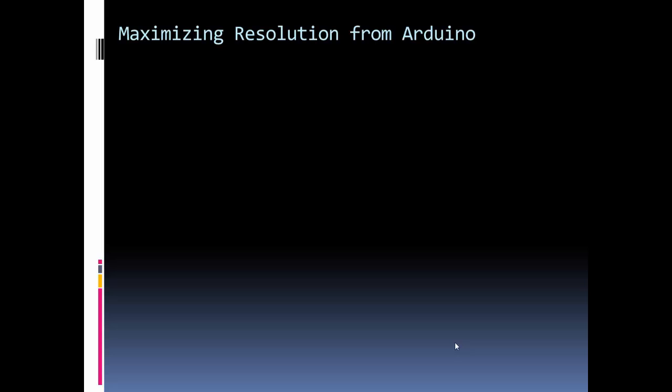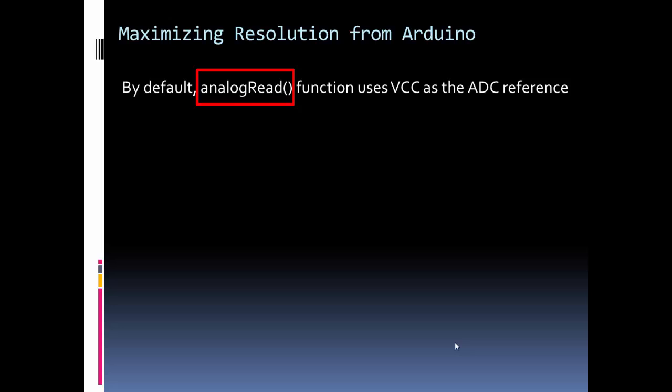Okay, now that we have our overview of what ADC measurement resolution is, let's look at how we can maximize it in our Arduino. If we use the analogRead function, which I'm sure everybody's familiar with, to make an ADC measurement, what Arduino does by default is it uses VCC as the ADC reference. So the ADC reference determines what the scale is for what we're measuring, and it's also used as a comparison to whatever the input voltage is to try and figure out what it is.